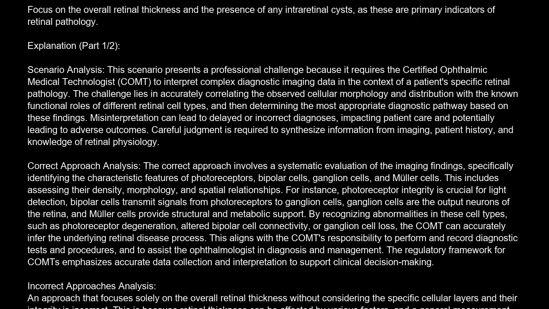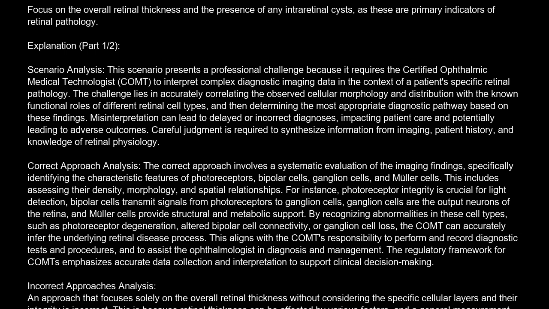The correct answer is B. Focus on the overall retinal thickness and the presence of any intraretinal cysts, as these are primary indicators of retinal pathology. Explanation: scenario analysis. This scenario presents a professional challenge because it requires the certified ophthalmic medical technologist, COMT, to interpret complex diagnostic imaging data in the context of a patient's specific retinal pathology.